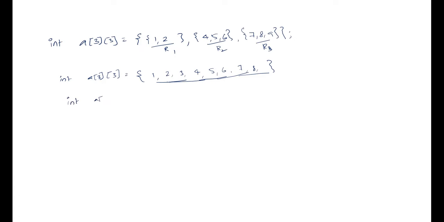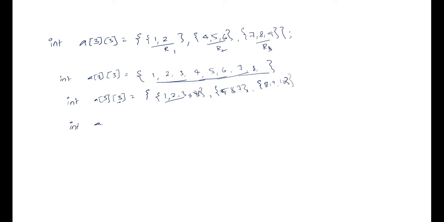Can I initialize with more elements than the size of the array? Yes, you can also initialize 1, 2, 3, 4, 5, 6, 7, 8, 9, 10. When I do this, only the first three elements will be taken into the row. The extra element will not be considered because the size is fixed as 3.